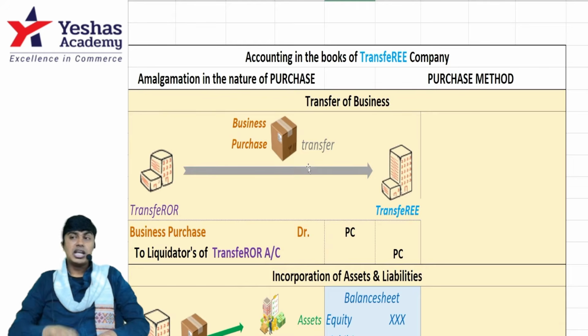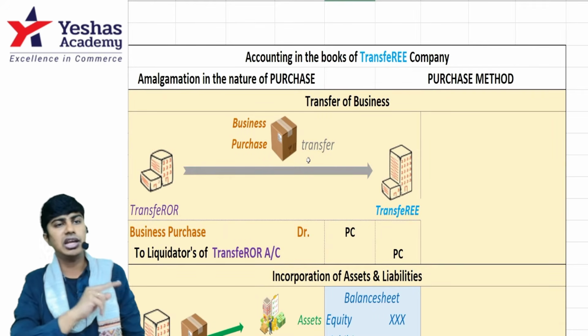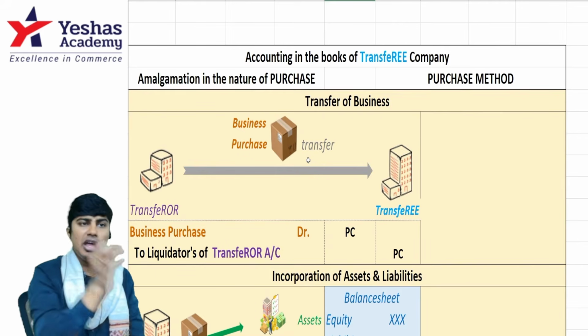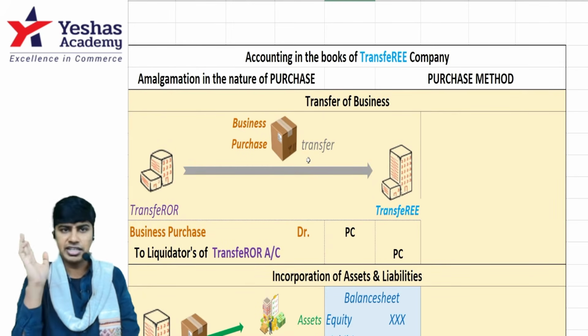If it is merger, DRUM. D, debenture settlement. R, realization expense. U, unrealized profit. M, mutual indebtedness. S, Superman, statutory reserves. Let's start with the accounting entries.